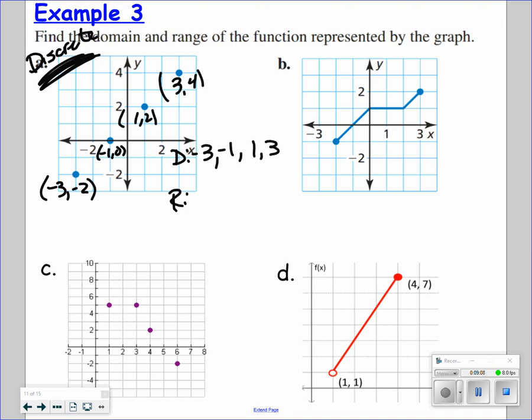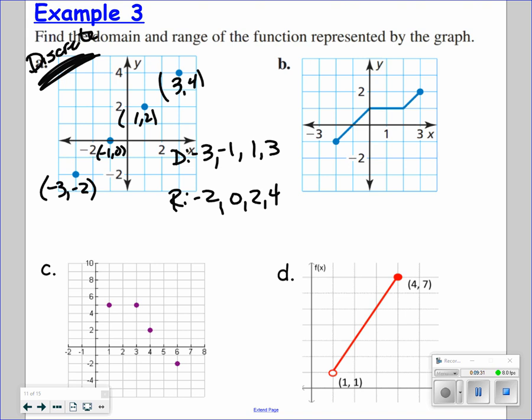So in this case, the domain is -3, -1, 1, and 3. The range is -2, 0, 2, and 4. Order does not matter in this. So again, if you have a discrete situation in which you have individual points, the domain is the x's and the range is the y for each point.